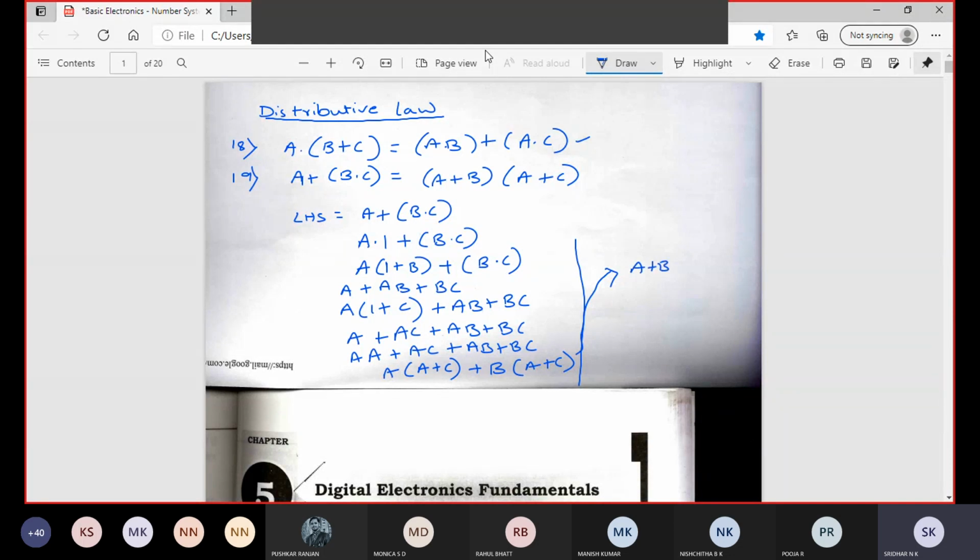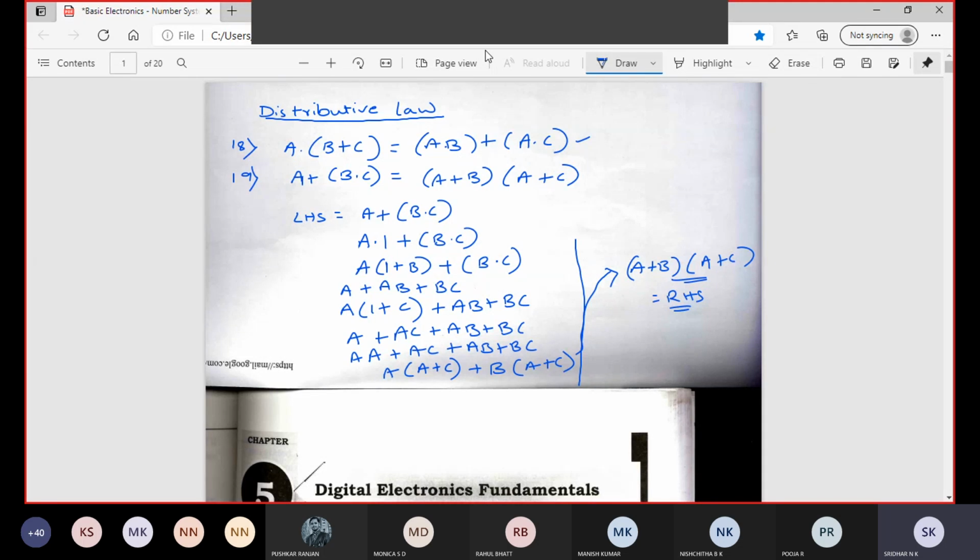(A + B)(A + C), correct? Which is equal to the RHS. Got it? Yes, sir. Don't worry as of now. I know many of you have big question marks, but still let us keep on moving. You understand one or two steps in every problem, that's quite enough. So this is how we'll prove it.